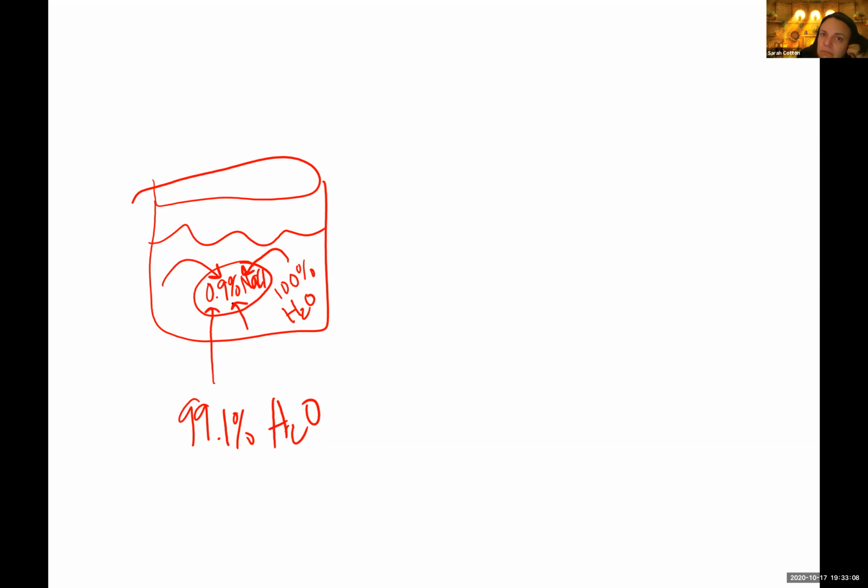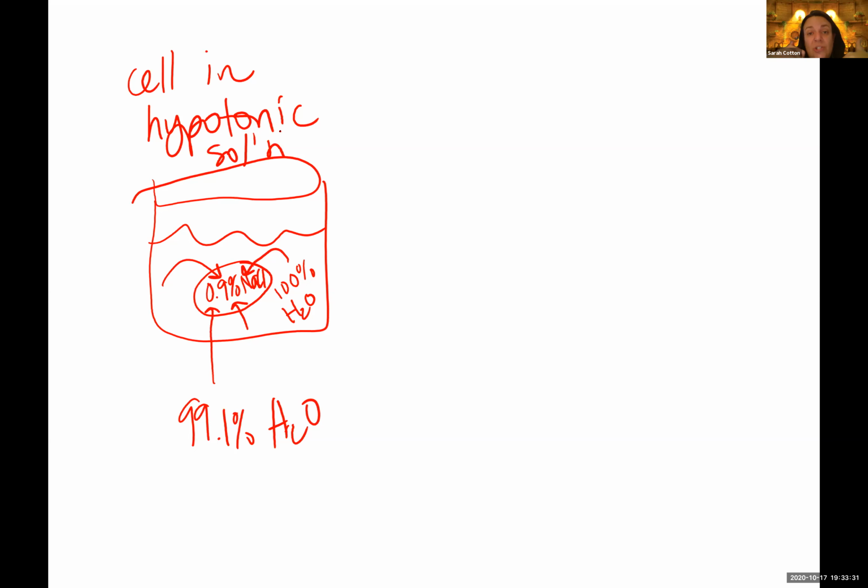So when you put a cell in a solution that is hypotonic, what that means is that the water in that solution is going to go into the cell. What is that going to do to the cell? I'm just going to let you think about that for a minute.